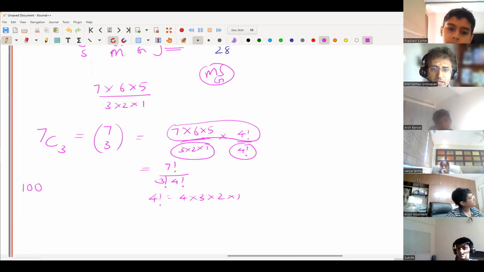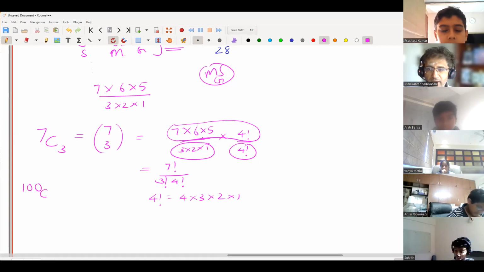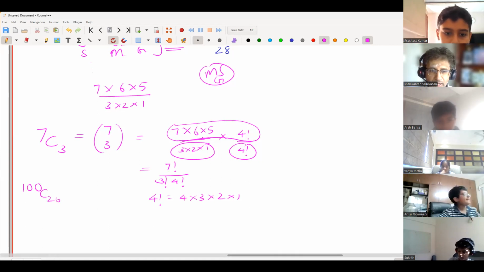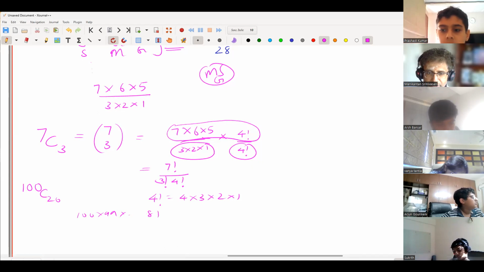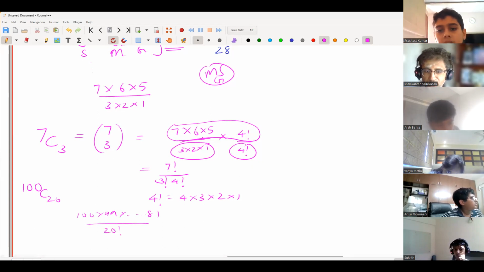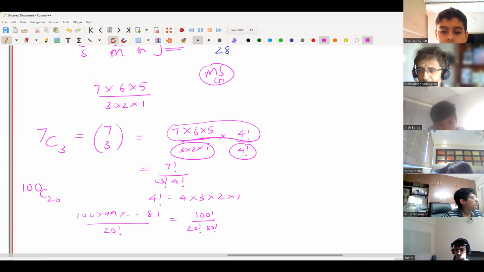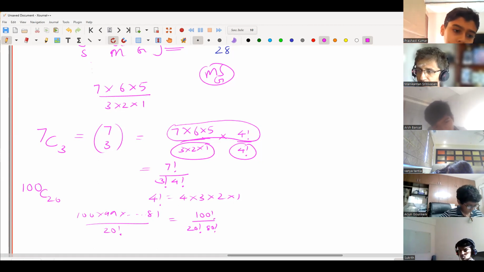So tomorrow, let's say I have 100 books, of which I have to select 20 books. I don't have to write 100 into 99 into 98 all the way till 81. There'll be 20 numbers, by the way, not 80, 81, upon 20 factorial. Instead of that, I can directly say 100 factorial upon 20 factorial times 80 factorial. By multiplying numerator and denominator by 80 factorial, the numerator becomes all the way from 100 to 1. Therefore, it's 100 factorial upon 20 factorial, 80 factorial. Is this clear to everyone?